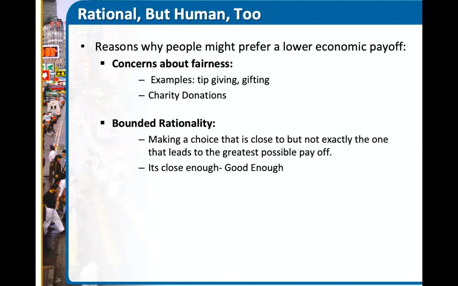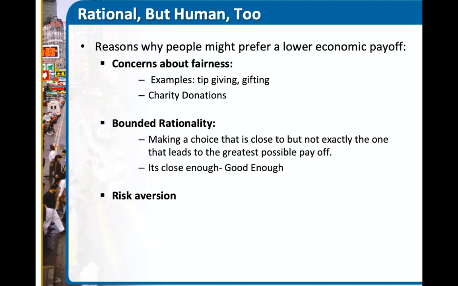It's not exactly the best possible outcome, but it's close enough. It's the bounded rationality concept, just about right. Is it good enough? Everything else will take me too much time. So there are certain combinations as to why people make economic decisions that are not always empirical, not always analytical, but just good enough.